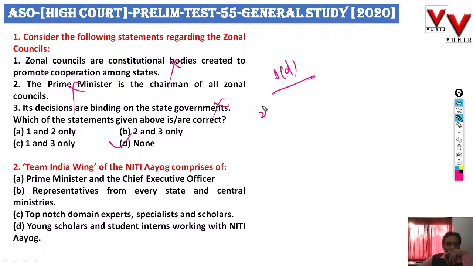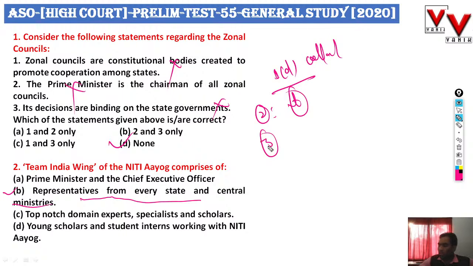We are going to discuss the second question. The Team India wing of Niti Aayog comprises representatives for collaboration between the center and the states. It contains a representative from every state and from the central ministries, and it is instrumental for coordination. So the right answer is going to be B. The second right answer is B.